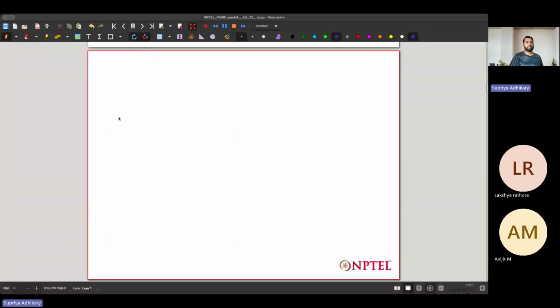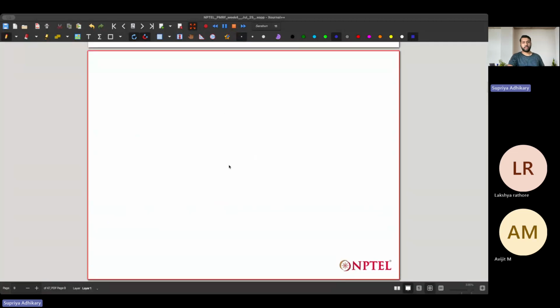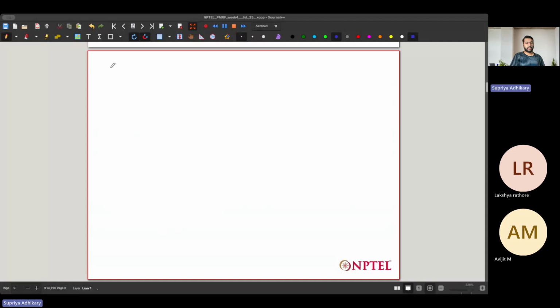Now, what was the algorithm to find the transitive closure? That was Warshall's algorithm. So we will use Warshall's algorithm for this particular case. So here we have the set S as {1, 2, 3, 4, 5}.